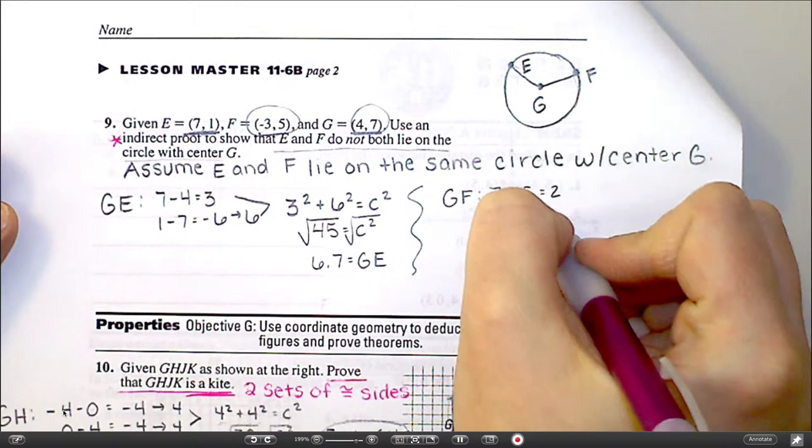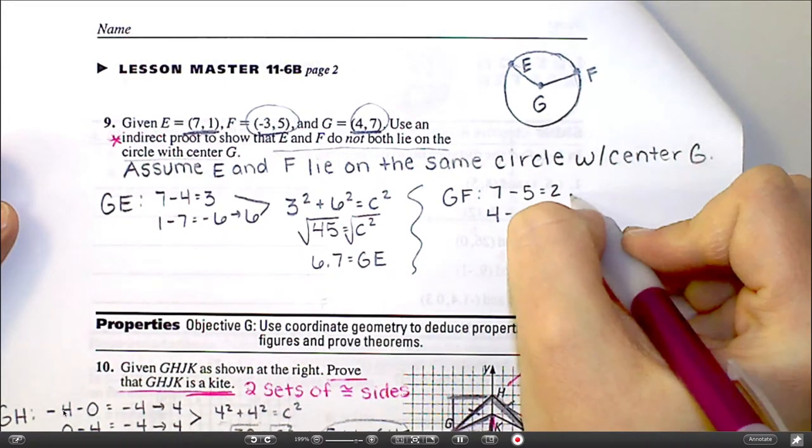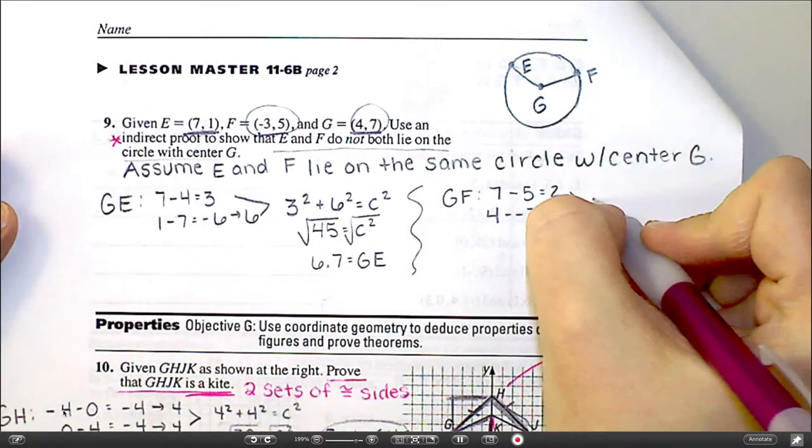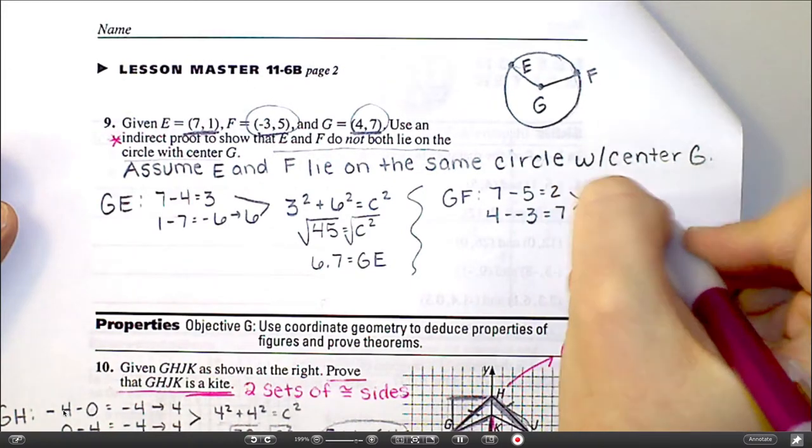4 minus negative 3 is really 4 plus 3, which is 7. Then I'm going to Pythag with these two. So 2 squared plus 7 squared.